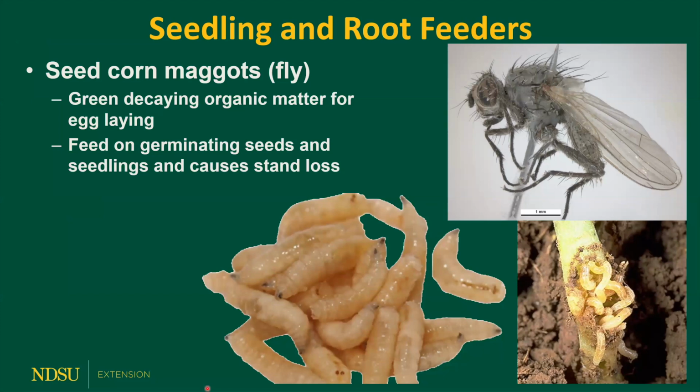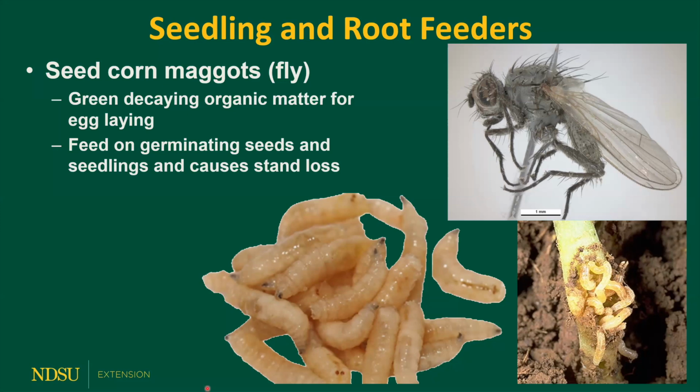And we also have another early insect pest, the seed corn maggot. It's a fly, and the fly is difficult to identify, and it probably just looks like the everyday housefly that you see. But any field that has a high level of green decaying organic matter is at risk. The females like to lay their eggs in the organic matter in wet fields. And then they'll feed on the seed that is developing or the seedling. And again, they can cause stand loss.